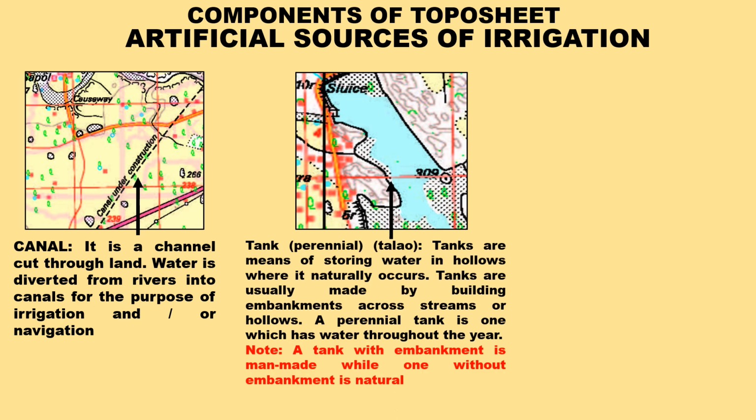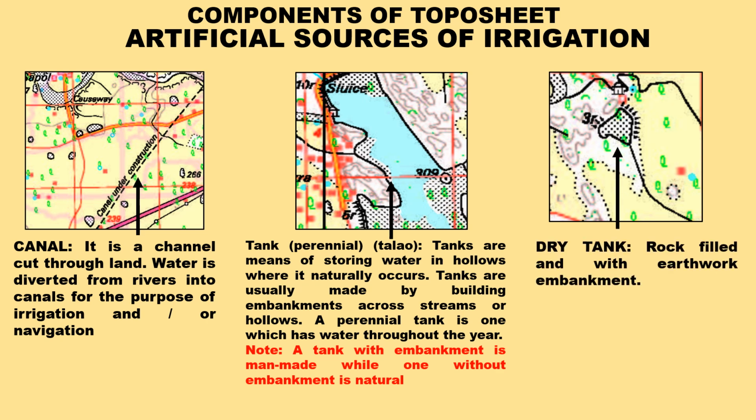Second, we have the tank, perennial, also known as talao. Tanks are means of storing water in hollows where it naturally occurs. Tanks are usually made by building embankments across streams or hollows. A perennial tank is one which has water throughout the year. Now, there is a particular note added to it. A tank with embankment is man-made, while one without embankment is natural. The third one, which we have, is the dry tank, rock-filled and with earthwork embankment.